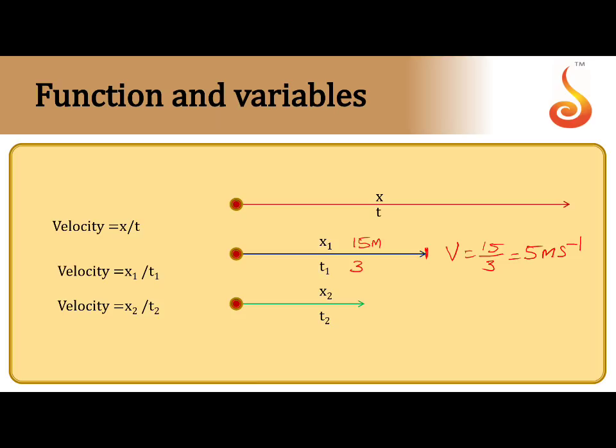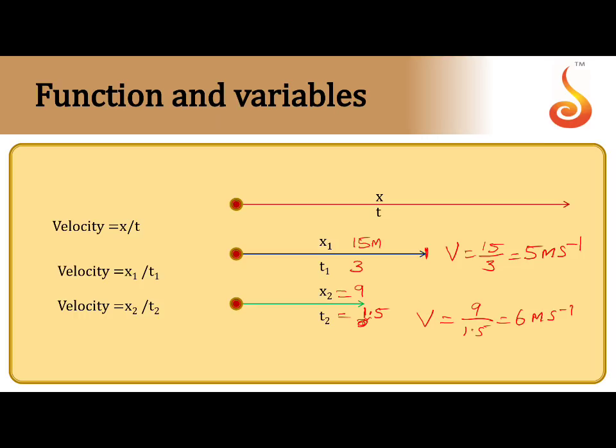I want to find it in an even shorter interval. Let's say x2 is equal to 9 and the time taken is equal to 1.5. Then what happens? Your velocity will be 9 by 1.5, which is equal to 6 meter per second. You see, for the same journey, for the same body, at different intervals, I am getting different velocity.